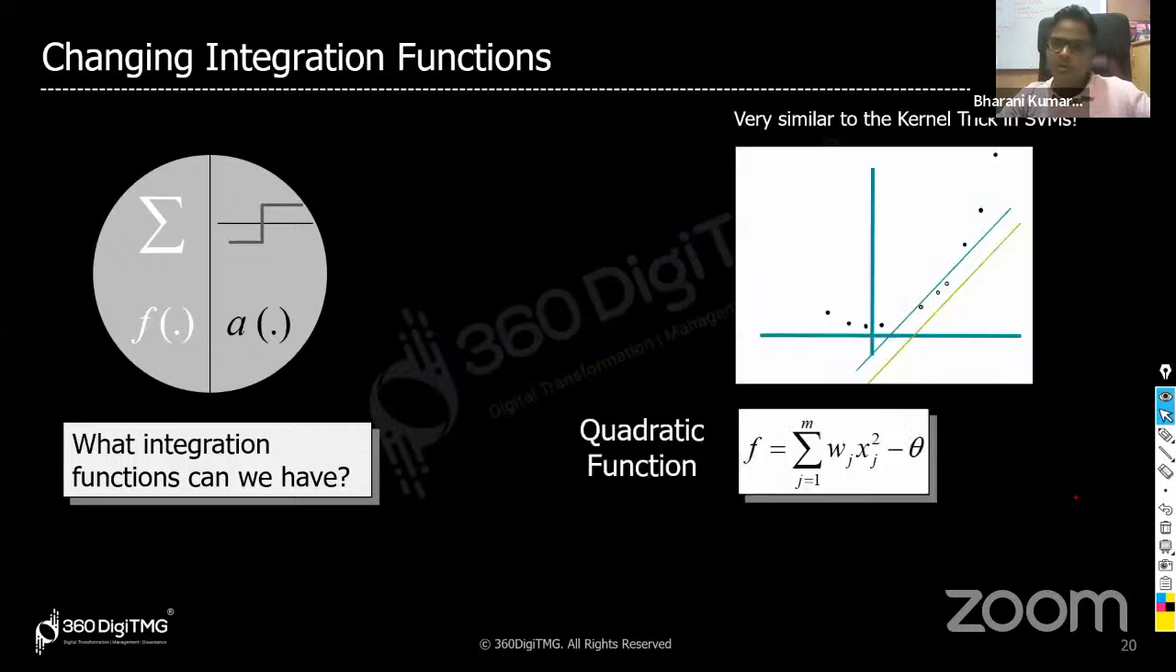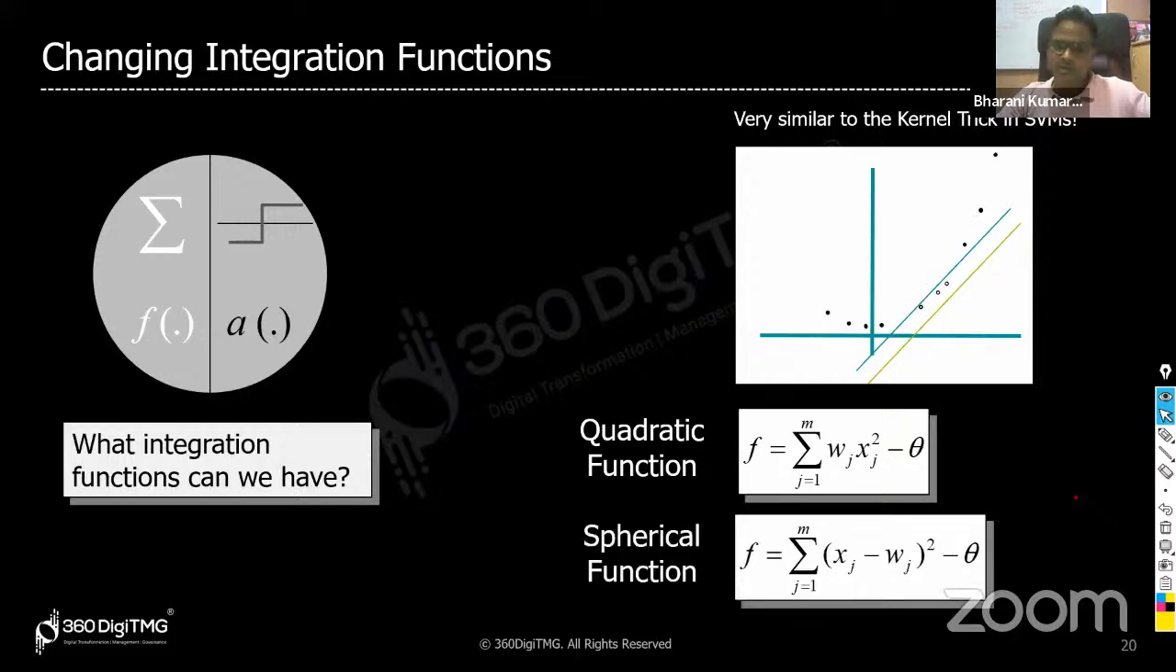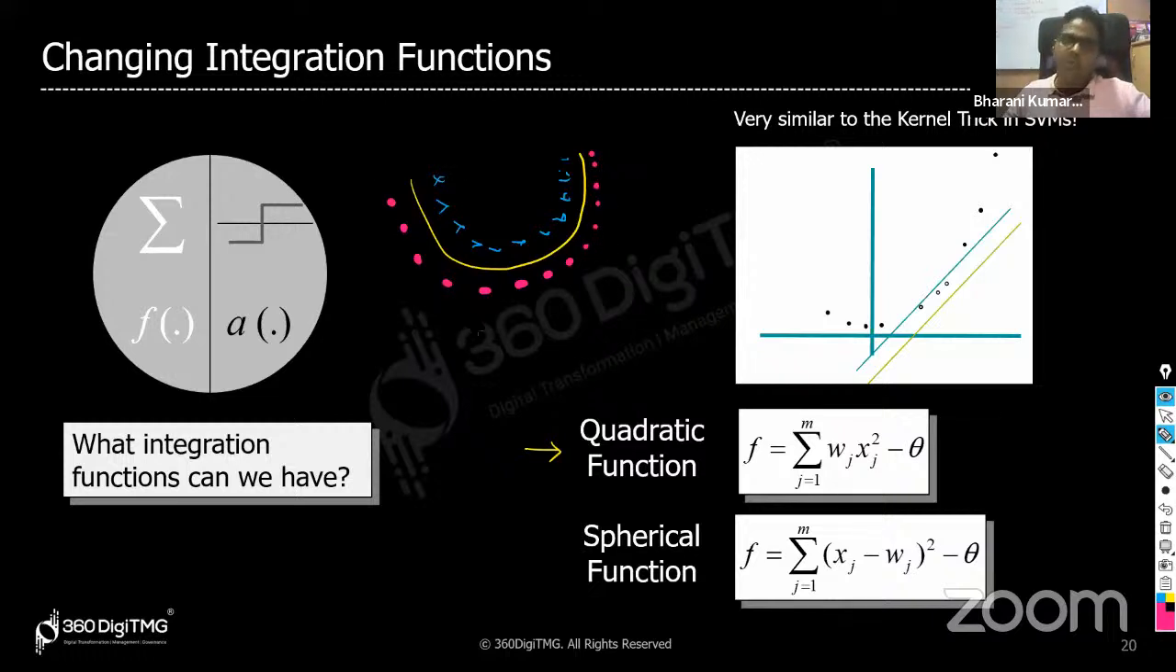Okay, so when it comes to integration functions, what are the various integration functions that we need to have? One is a quadratic function. If you have data like this, and you want to segregate the pink class from the blue class, you will have a curve like that. That's quadratic function.